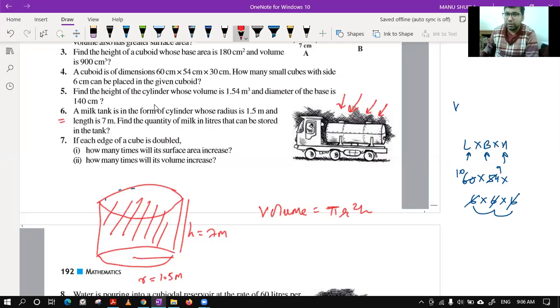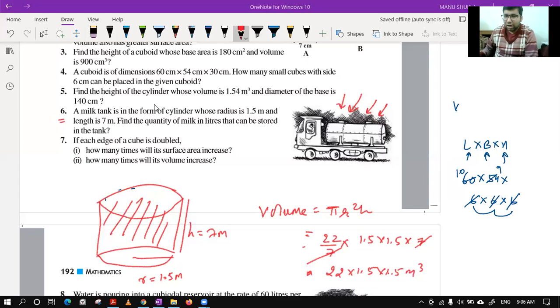Okay, so let's find 22 by 7 r square, that means 1.5 into 1.5 into the height, that is 7. Now it is very simple to simplify. Just cut these two and you have got the answer as 22 into 1.5 into 1.5 meter cube. You can find the multiplication, very simple.